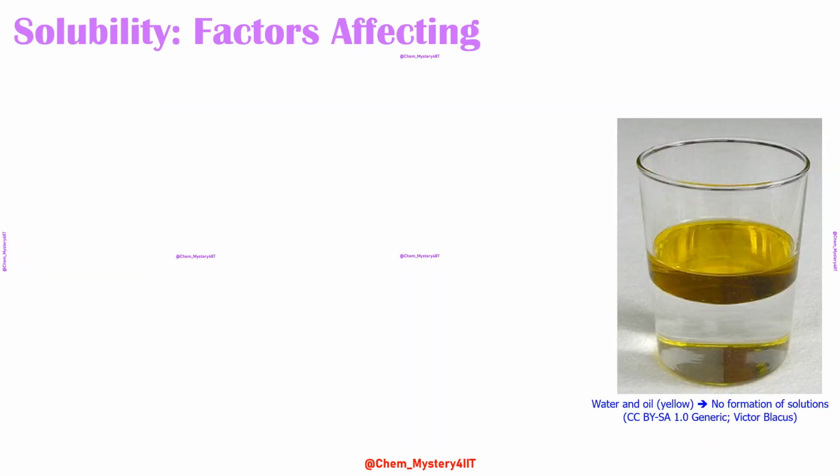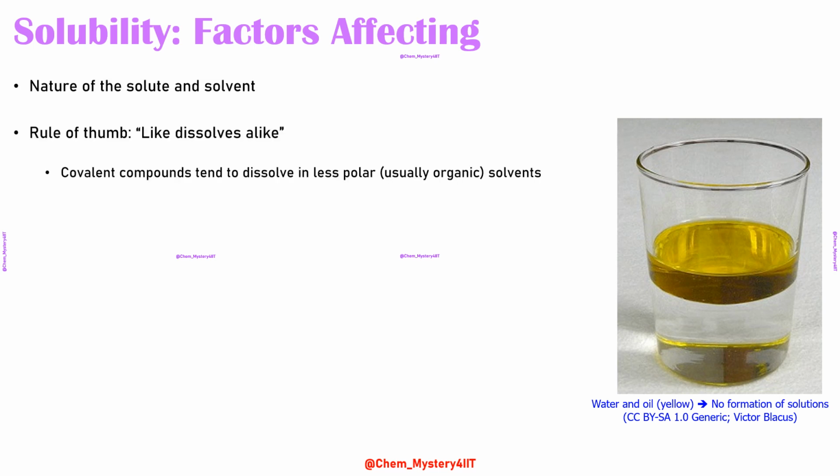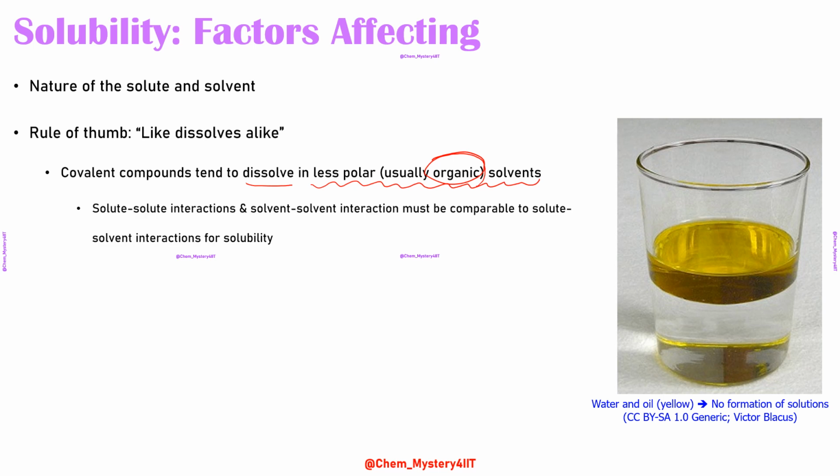Here we are. Now we are talking about the covalent compounds. When we have covalent compounds, they have a tendency to dissolve more easily in less polar solvents. These less polar solvents are going to be organic in nature. So we have one term for the solubility of such compounds.